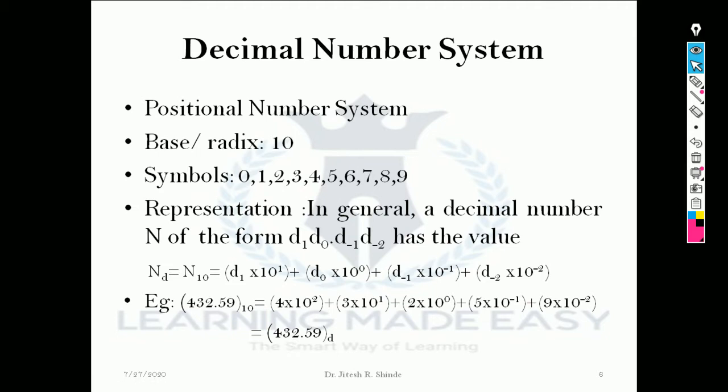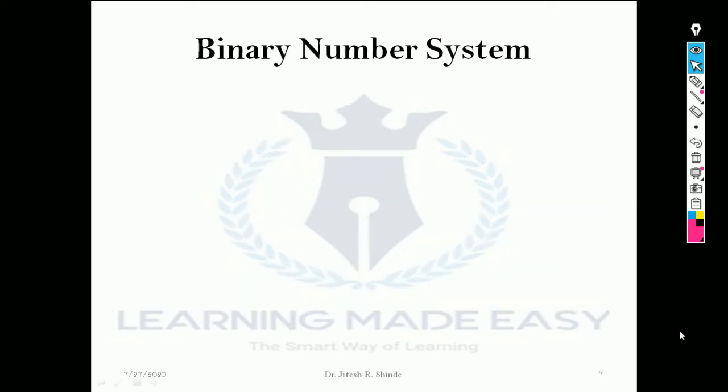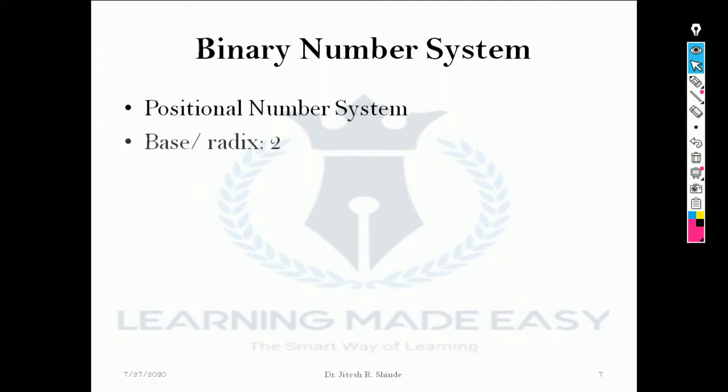Next number system is the binary number system. It's an example of a positional number system. It has base or radix equal to 2. This indicates that the valid symbols in the binary number system are 0 and 1.